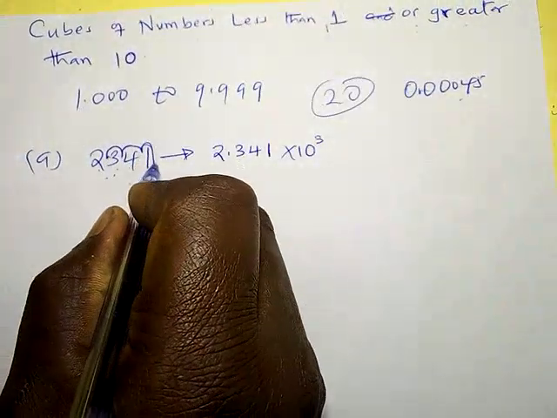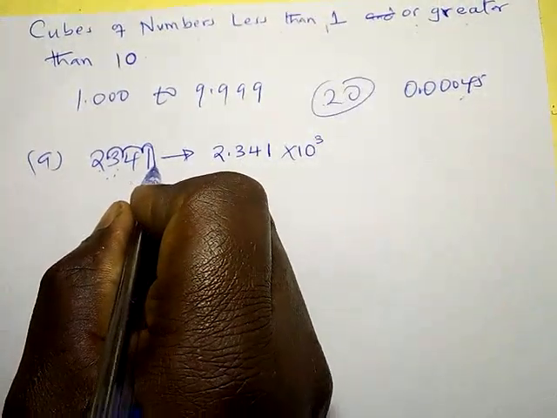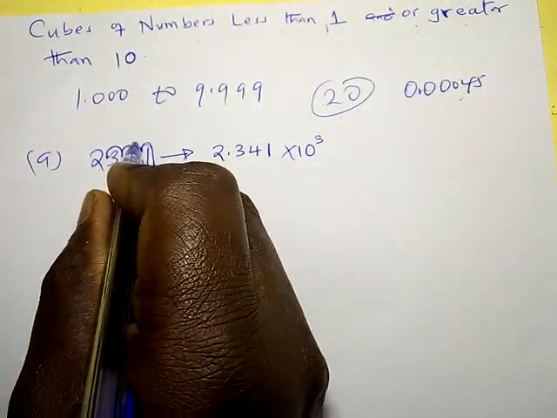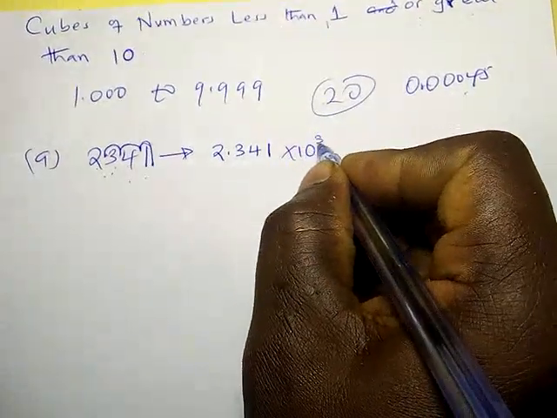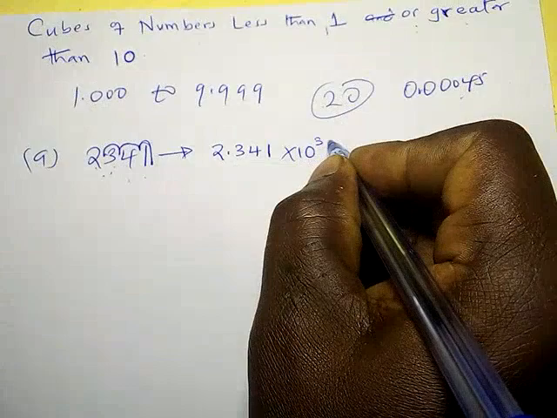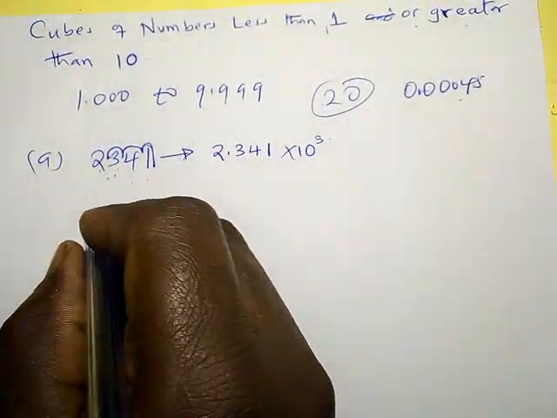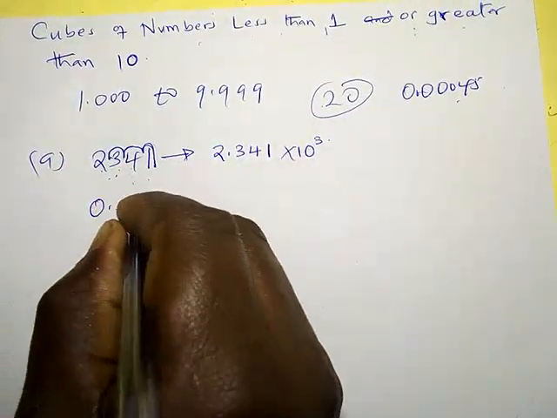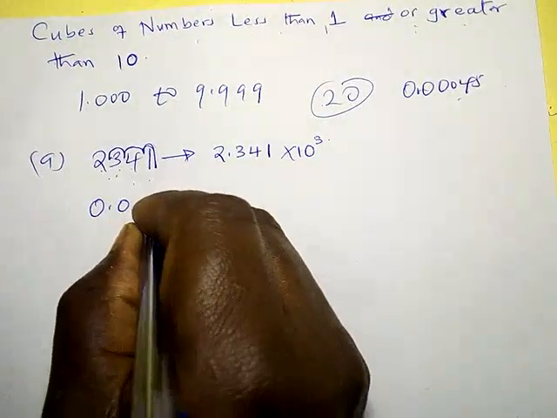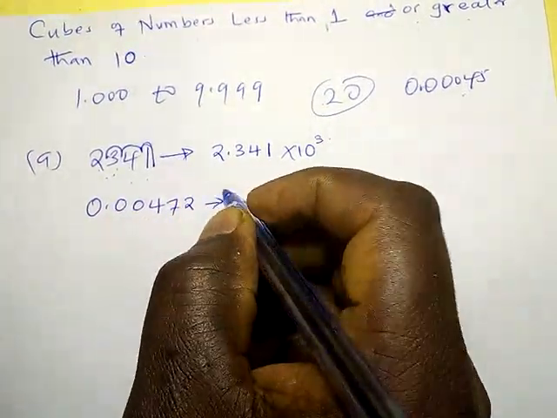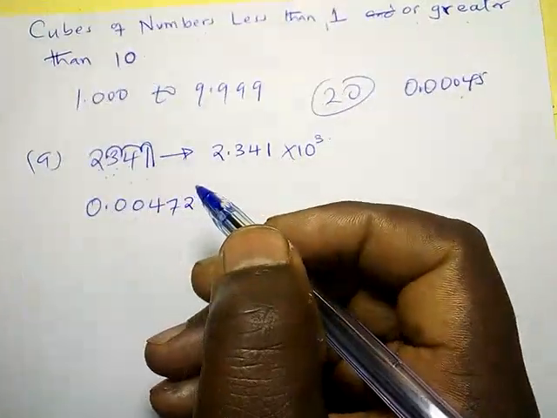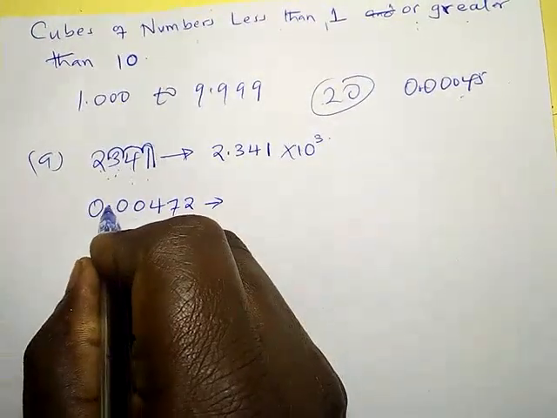When you move from a decimal point backwards, the power of 10 is positive, right? For example, let me take 0.00472. We want to write this number in standard form. How do you write it? Our decimal point is here.